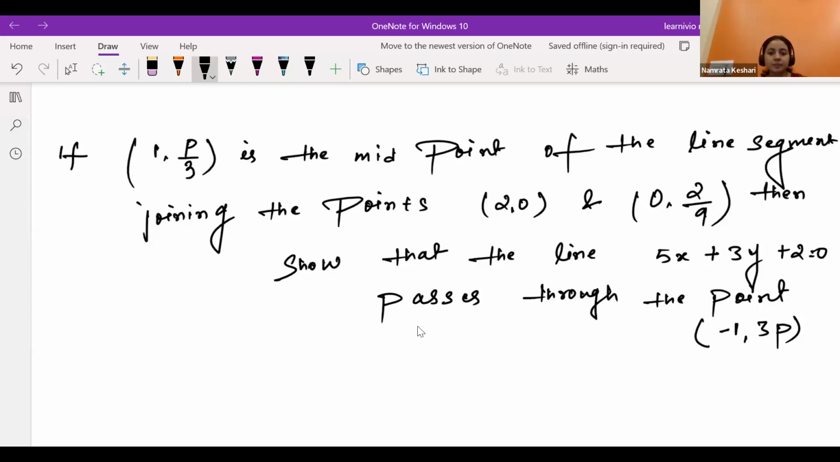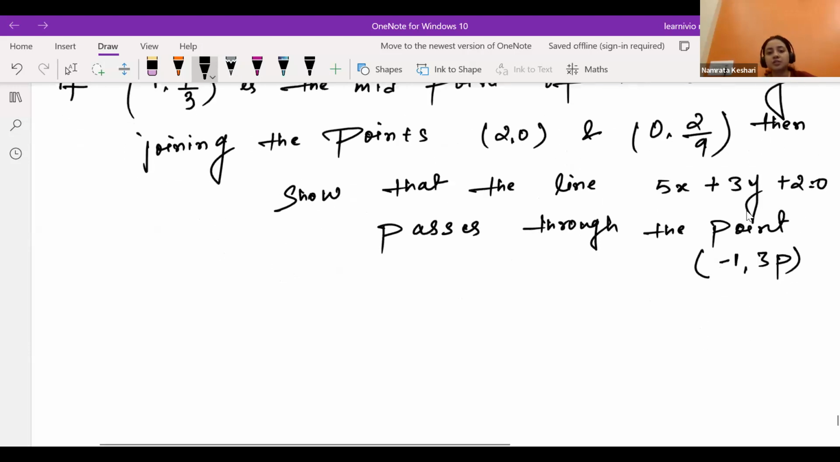Ma'am, I don't understand this question. Okay, let's do it. It says that if this is the midpoint of the line segment joining these two points, suppose we are having a line joining the point 2 comma 0 and 0 comma 2 by 9.